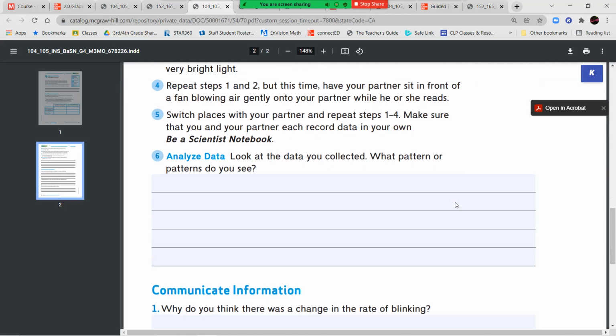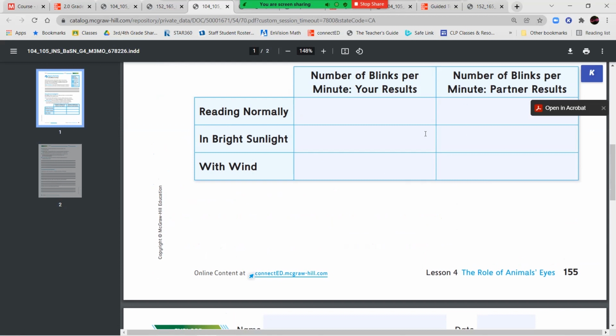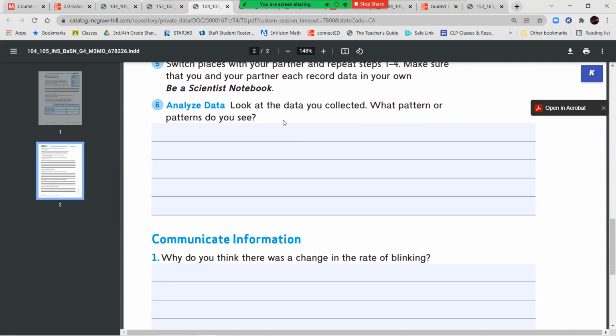After you've completed this, look at the data that you collected. So the data is the information that you put up here in your table. Take a look at all the information that you gathered. What pattern or patterns do you see? How are you seeing things change? Are you seeing the amount of times you blinked get higher or lower? The amount of times your partner blinked get higher or lower? And when was that happening?